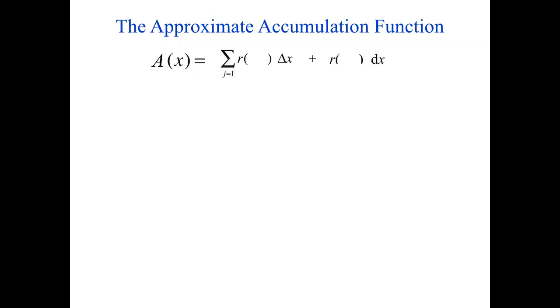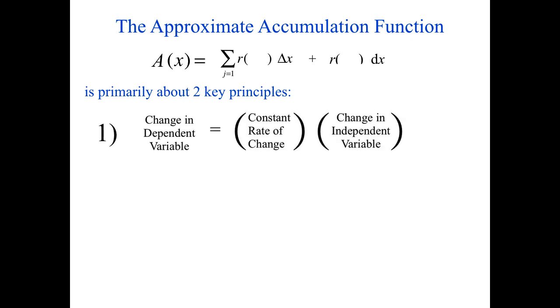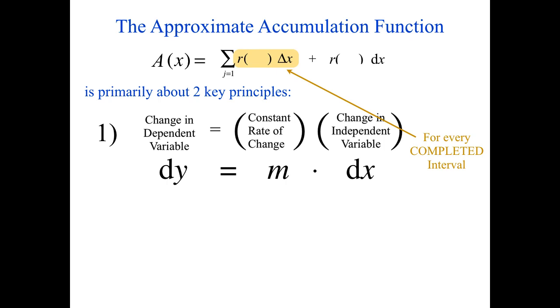All right, so summarizing this then, this whole sum uses our two key principles of constant rate of change, our dy equals mdx. It's using it a couple of times within this. In this generic form, within each term of the sum, the things that I'd be adding together, every complete interval has a rate times a delta x. Each one of those is that mdx setup.